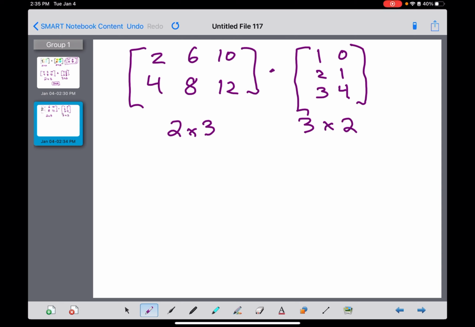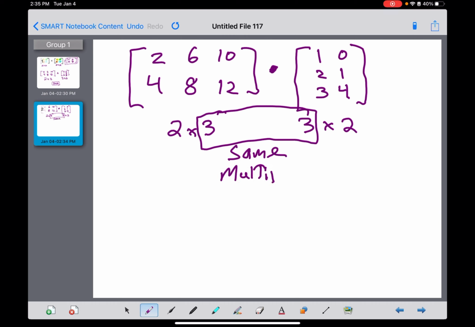When you're determining if you can multiply them together, the first thing you do is look at these middle dimensions. If the middle dimensions are the same, then they can be multiplied. If they're not the same, they can't. Since these are the same, these are able to multiply. If they weren't the same, you would say it's undefined, and you're done. But because they're the same, we can multiply these two together.